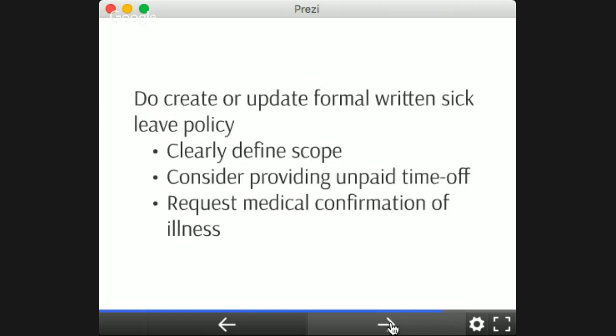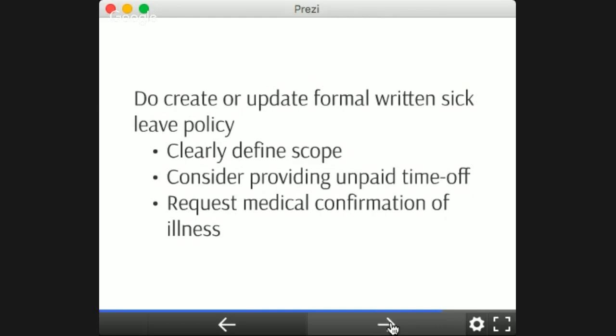So my first best practice, which it seems as if many of you have, is to create a formal written sick leave policy. And what would make part of that policy first is defining the scope of what really constitutes a sick day. Is a sick day a time for an employee's own illness, or is it time that they can deal with other family issues? There are arguments about whether or not to provide the days as paid or unpaid leave.